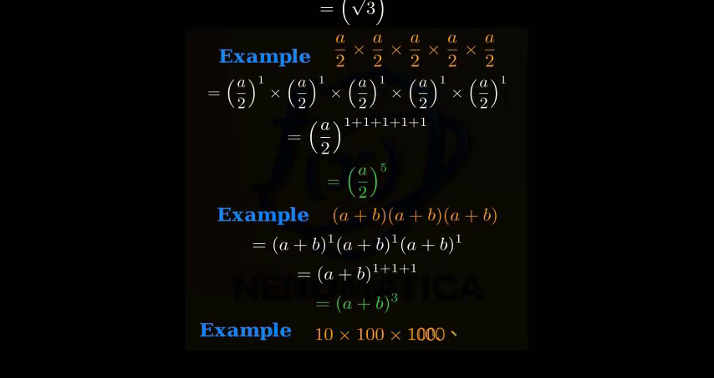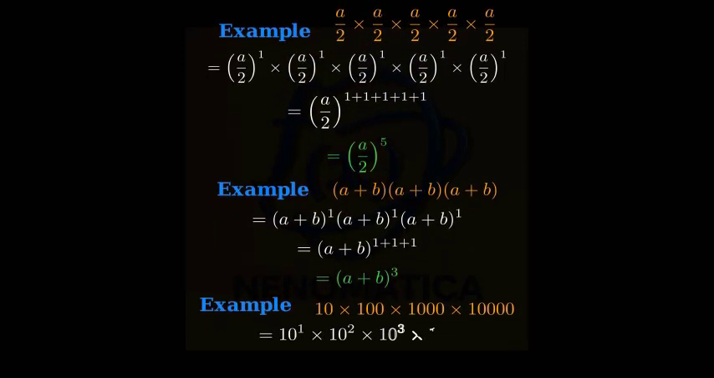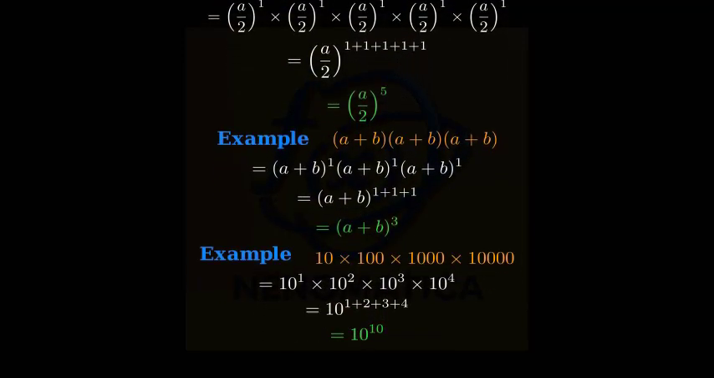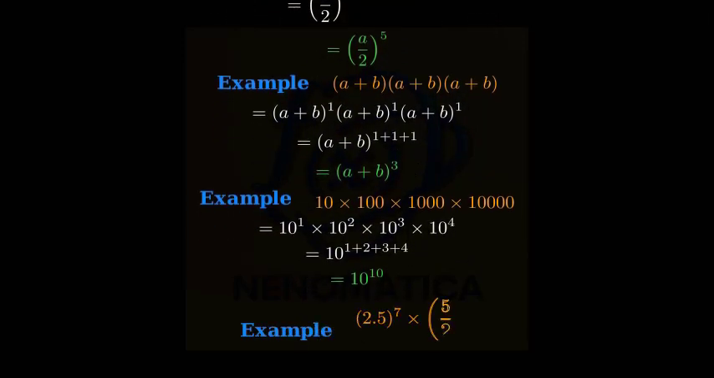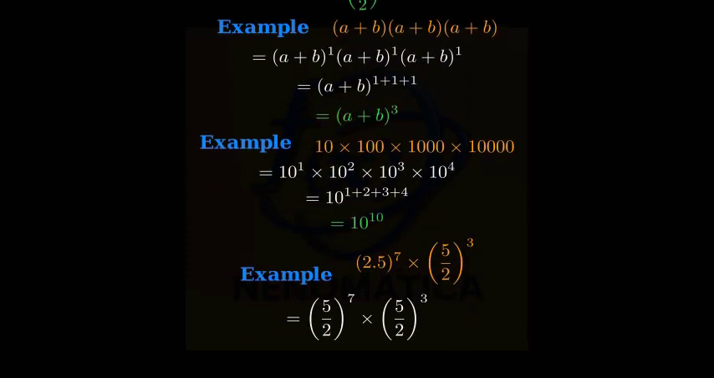Here's our fifth example with powers of 10. We have 10 times 100 times 1,000 times 10,000. First, we rewrite each number in its exponential form. Now, we can apply the product rule. We add all the exponents, 1 plus 2 plus 3 plus 4, which equals 10. So our answer is 10 to the power of 10. Our final example involves 2.5 to the power of 7 times 5 halves to the power of 3.